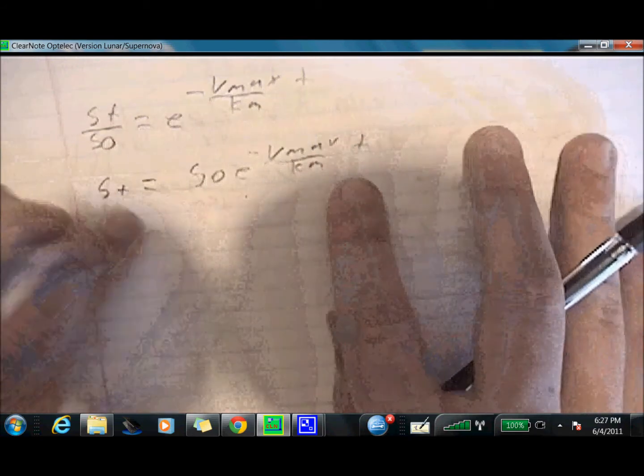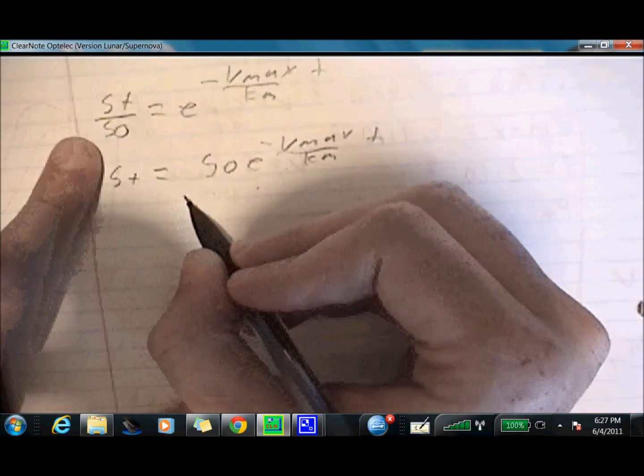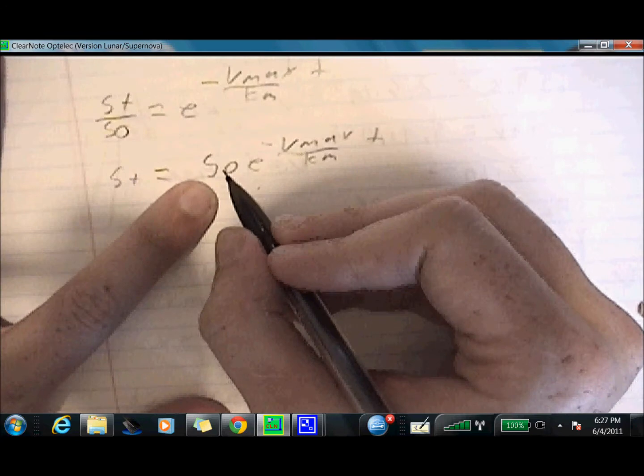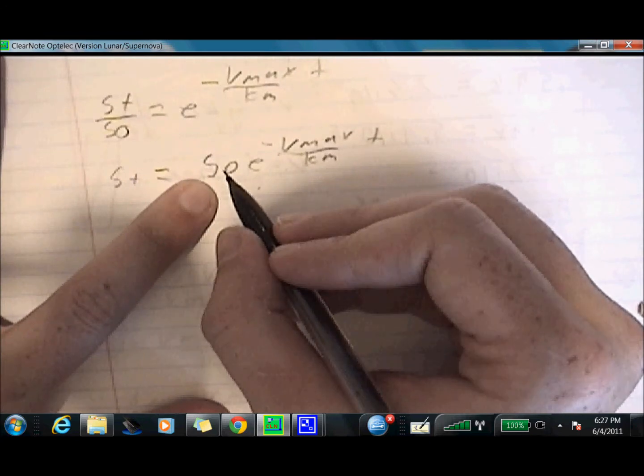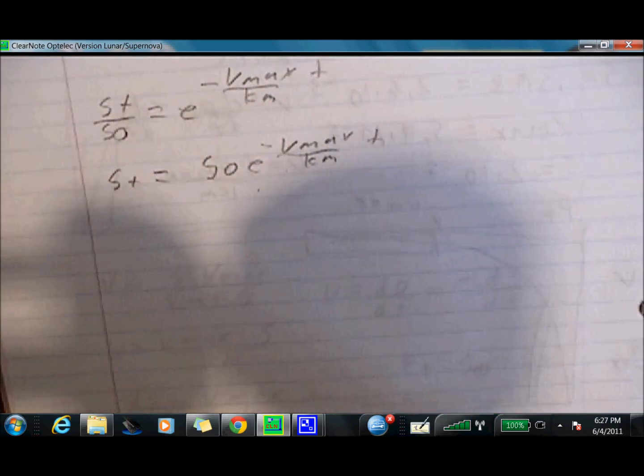So what we will need to do now that we have an initial substrate, which was given to us, so the question again is saying, with a Km of 2.6 times 10 to the negative third and an initial substrate of 2 times 10 to the negative fifth, and we figured out our Vmax, what would be the product concentrations after 5 minutes and after 10 minutes?